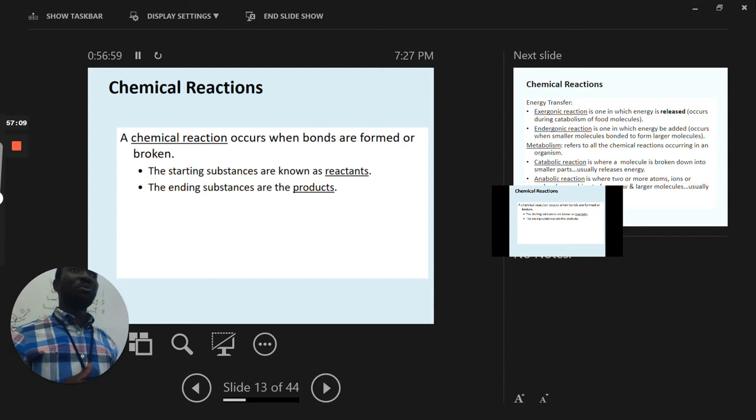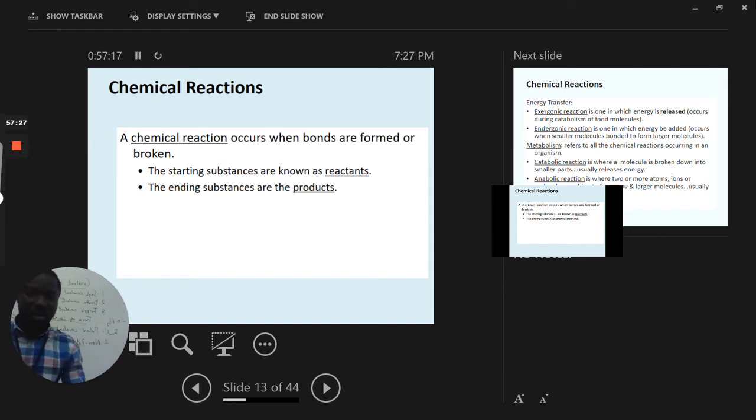Now, if you have hydrogen atom plus hydrogen atom, it gives you H2, a hydrogen molecule, right? This side is what we call the reactant, and this will be the product, right? Good. That's just so the ending is it now.